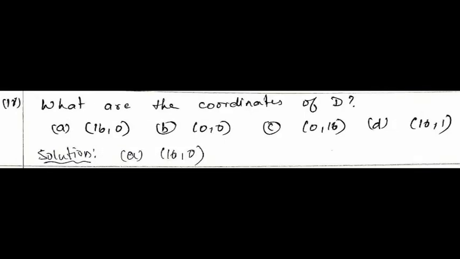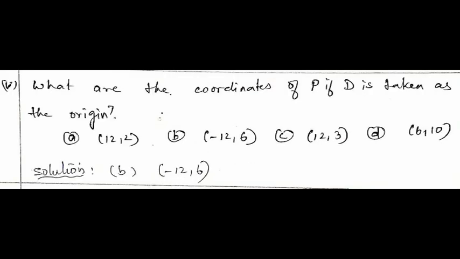What are the coordinates of D? D is 16, 0. And if D is taken as the origin, then what will be the coordinates of P? Count from D and you get minus 12, 6.